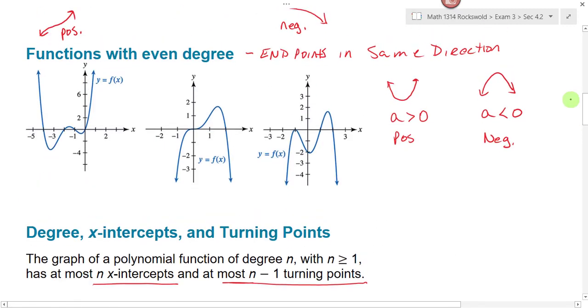Let's go back and look at these graphs. Here we have 1, 2, 3, 4 x-intercepts. So the smallest degree that this polynomial could be is x to the 4th. And there's 1, 2, 3 turning points. So we have to have one fewer turning points than the degree. So this would be a 4th degree.